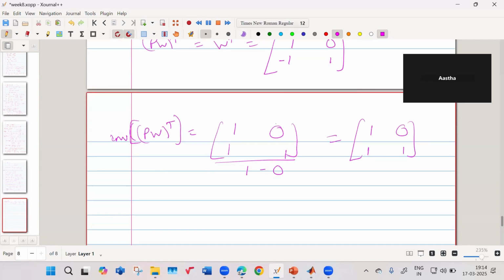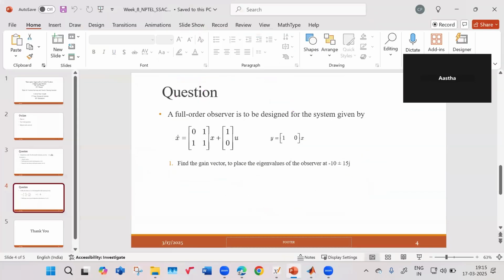Now we have to find a desired lambda, right? Desired lambda. So desired characteristic equation. So that is lambda minus 10 plus or minus 15j.